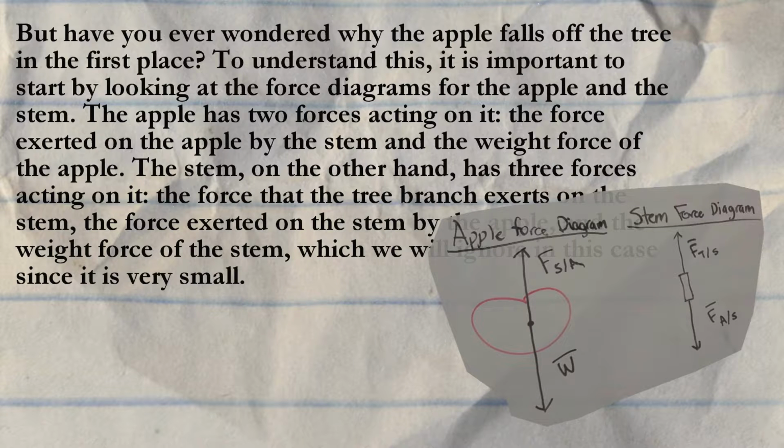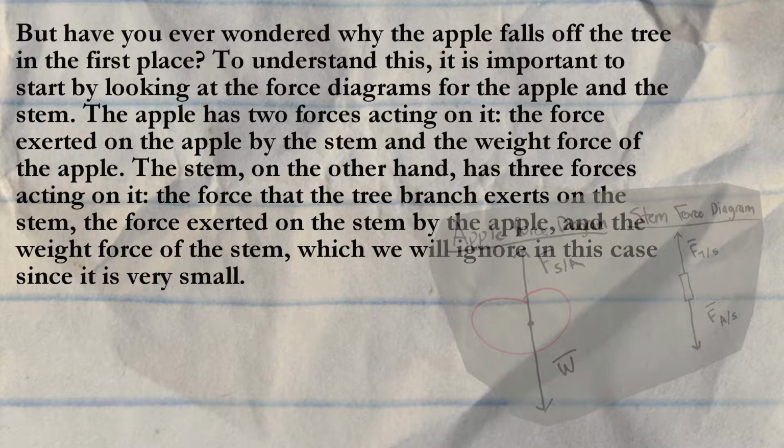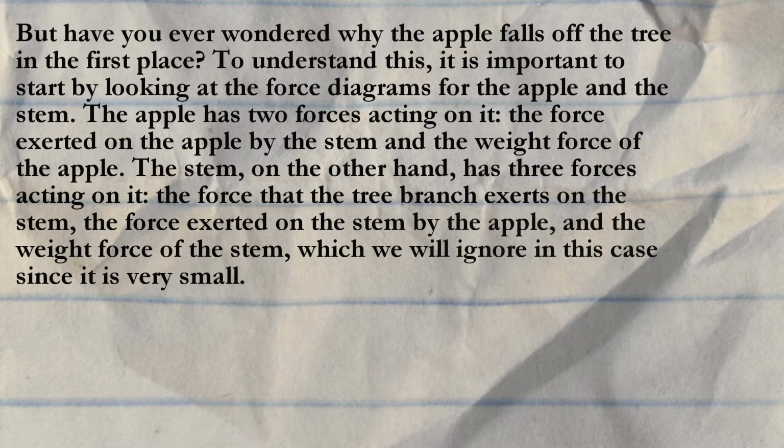To understand this, it is important to start by looking at the force diagrams for the apple and the stem. The apple has two forces acting on it: the force exerted on the apple by the stem and the weight force of the apple. The stem, on the other hand, has three forces acting on it: the force that the tree branch exerts on the stem, the force exerted on the stem by the apple, and the weight force of the stem, which we will ignore in this case since it is very small.